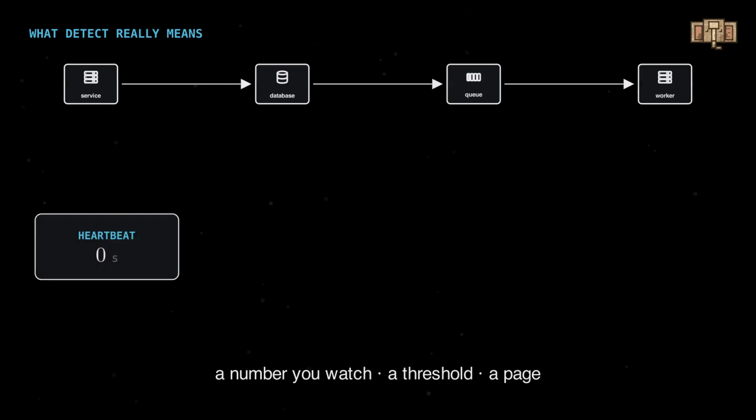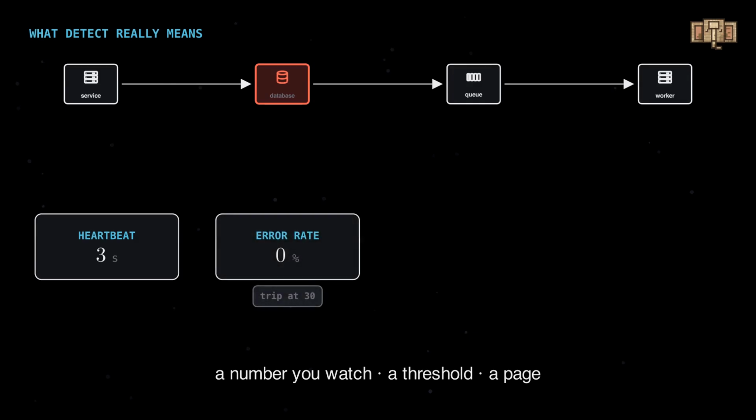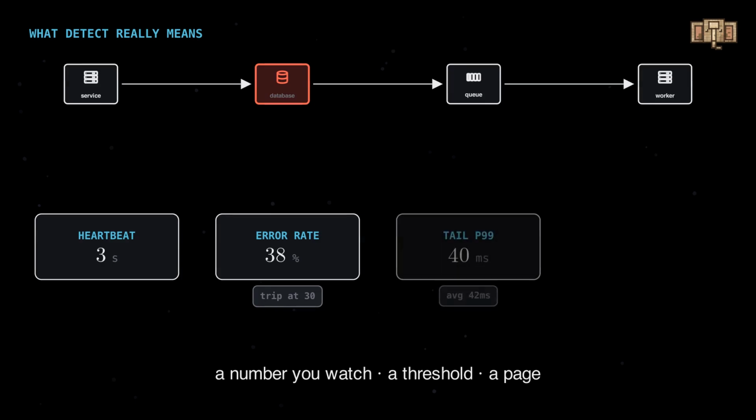First, the heartbeat gap: time since a component last said, alive. That's your dead machine detector, and it's the one that drives failover. Second, the error rate: the fraction of calls failing over the last window. That's your sick dependency detector, the one that trips the breaker. Third, tail latency: how slow the slowest 1% of requests are.